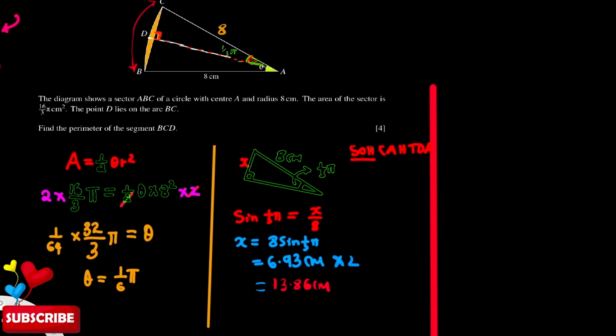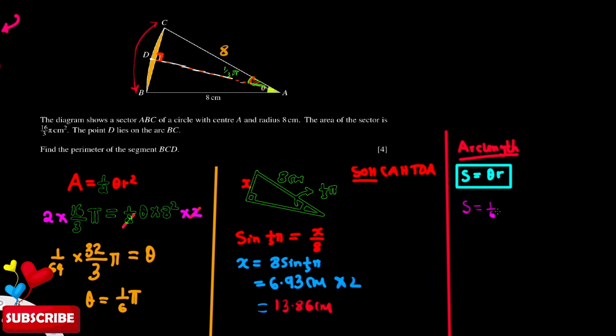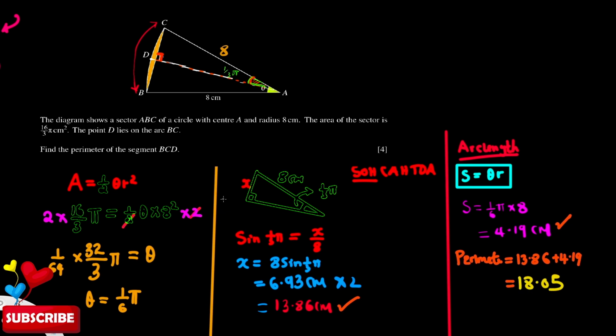So we're going to use the formula arc length S equals to theta times the radius, and this is the formula that you must know how to apply as you are preparing for your exams. And then this is going to become 1 over 6 pi times 8. If you simplify that, we're going to get 4.19. Then perimeter will be distance all round, so we shall add 13.86 plus 4.19, and this is going to translate to 18.05 centimeters.